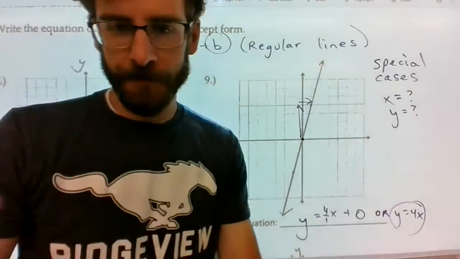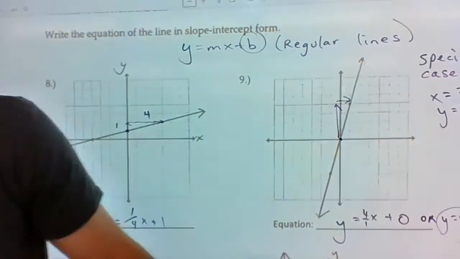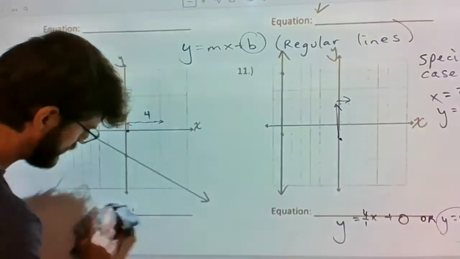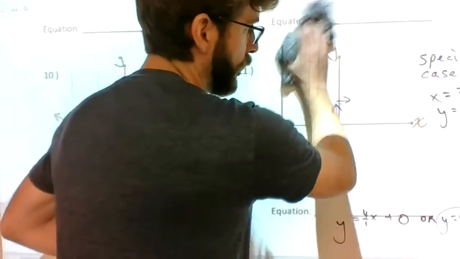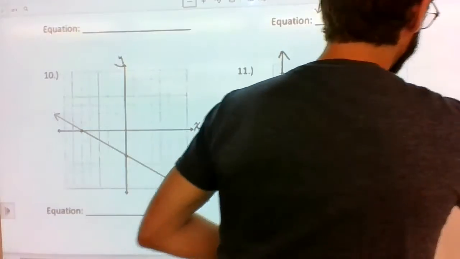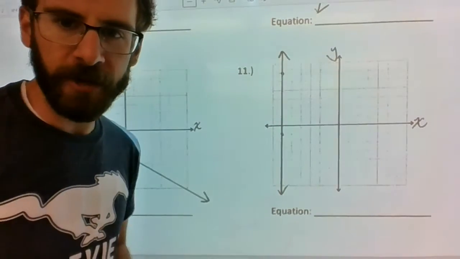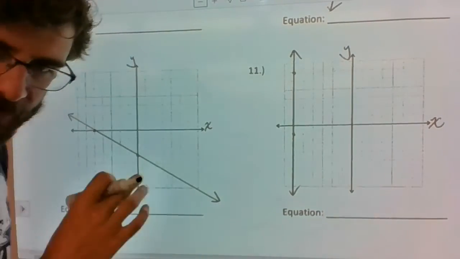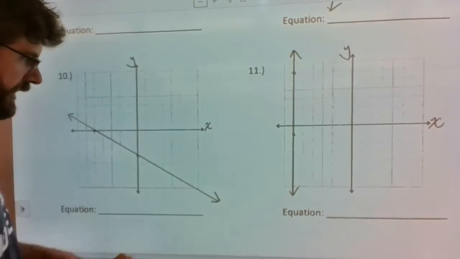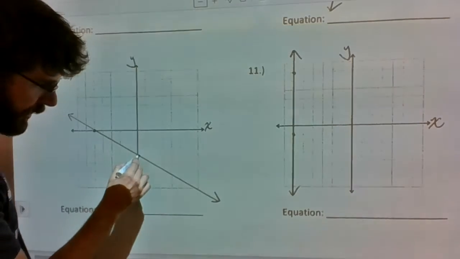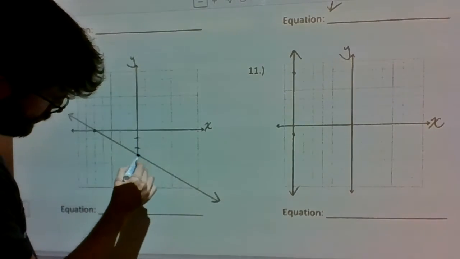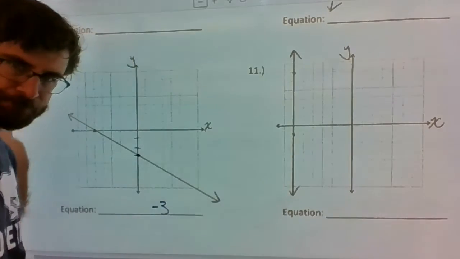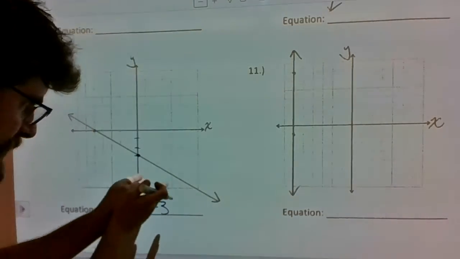All right, last two. Why don't you guys pause it, try these two on your own, and then let's just see if we match up on the final answer. Okay. All right, you gave it a try. Here's what it is. It starts 3 units below. 1, 2, 3. So that would be negative 3. Y equals mx minus 3.